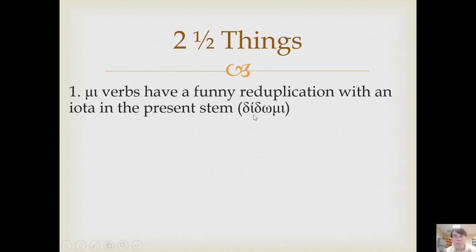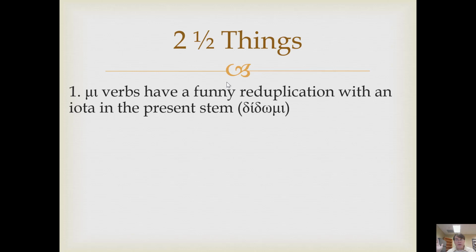Remember, this is not the perfect. The perfect reduplicates with an epsilon. That's different. Even mi verbs reduplicate in the perfect with an epsilon. So the reduplication doesn't make it perfect. It's the reduplication with an epsilon that makes it perfect. I'll leave it at that. So this funny reduplication that happens in the present stem, that's one of the weird things about mi verbs.